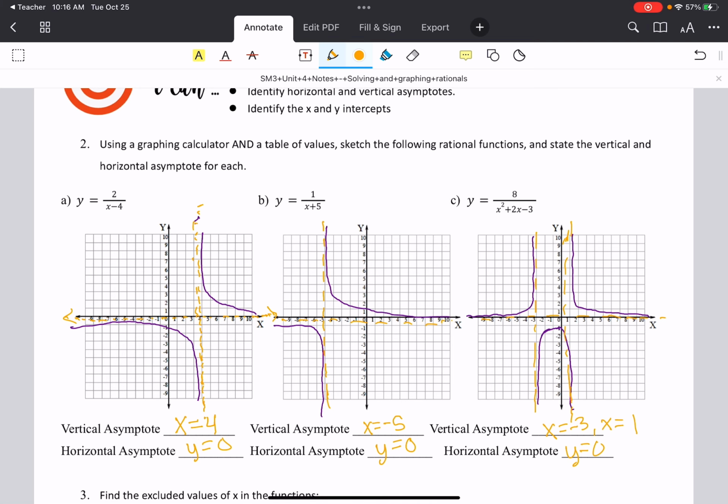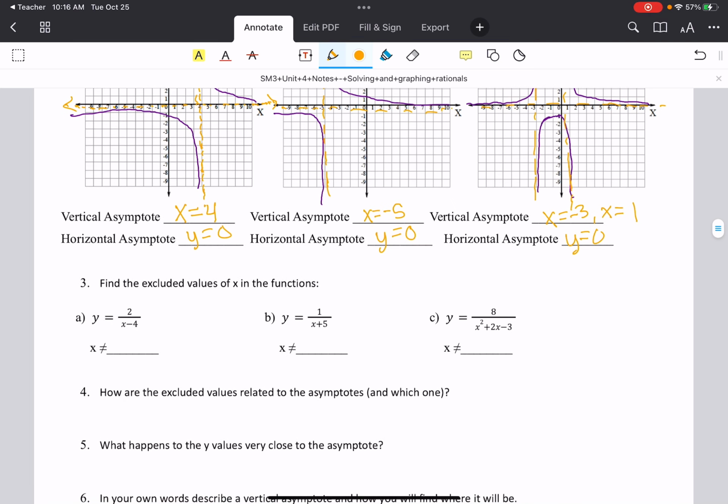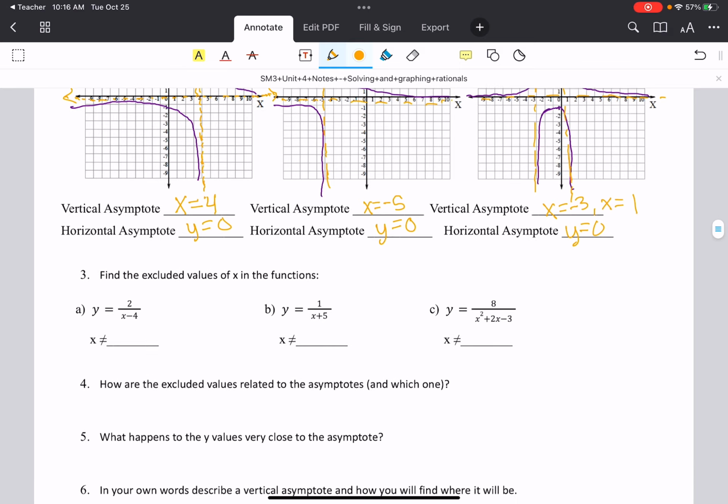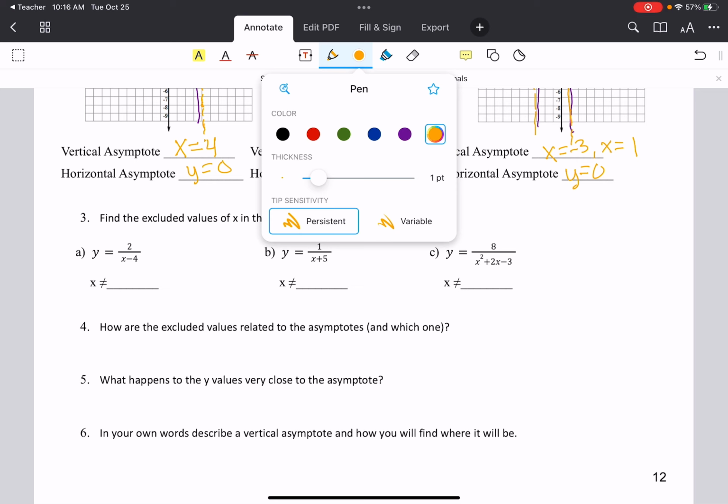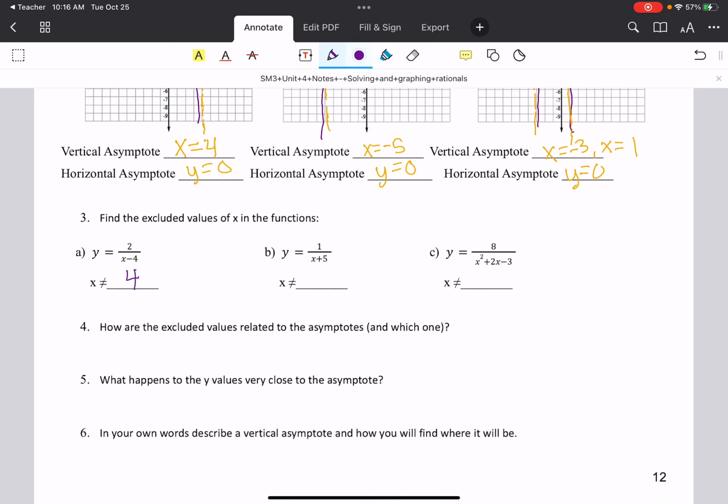Okay, I want you to look at something. What are the excluded values of x in these three functions? These are the same functions that we graphed. What are their excluded values for this one? 4. This one? -5. This one? How would you find that if you weren't looking at a graph? If you were to factor it, and then you set it equal to 0, then x is equal to -3. So this one we would factor, and then we have our excluded values.